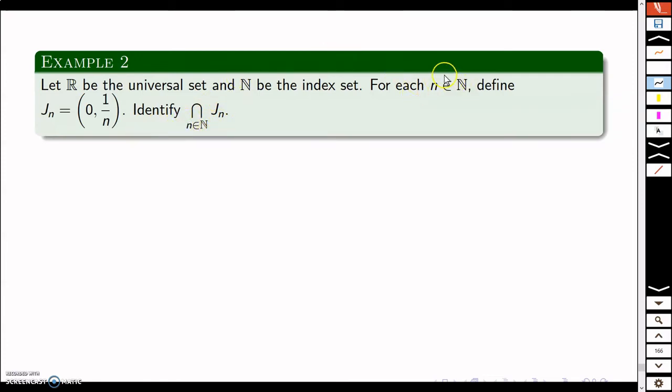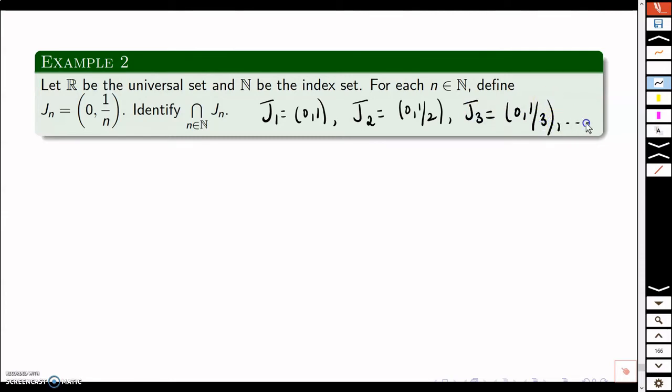So let's pick up some values of n here and let's see how the J_n's are appearing. J_1 is the open interval (0, 1). If I put n equal to 2 in J_n, that will give me (0, 1/2). And if I put n equal to 3, that will give me (0, 1/3). And you can keep on going this way.